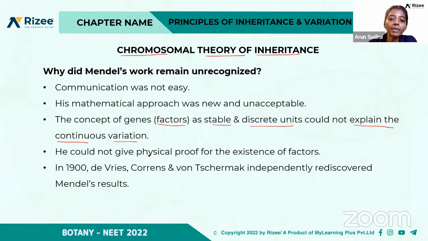And also he could not give physical proof for the existence of the factors or genes. So in 1900, after he was alive, there was no recognition. Only later in 1900, de Vries, Correns and von Tschermak, they are from different places: Correns from Germany, de Vries from Holland, and von Tschermak from Austria. They worked independently and rediscovered Mendel's results. So they did more work on Mendel's laws of inheritance.